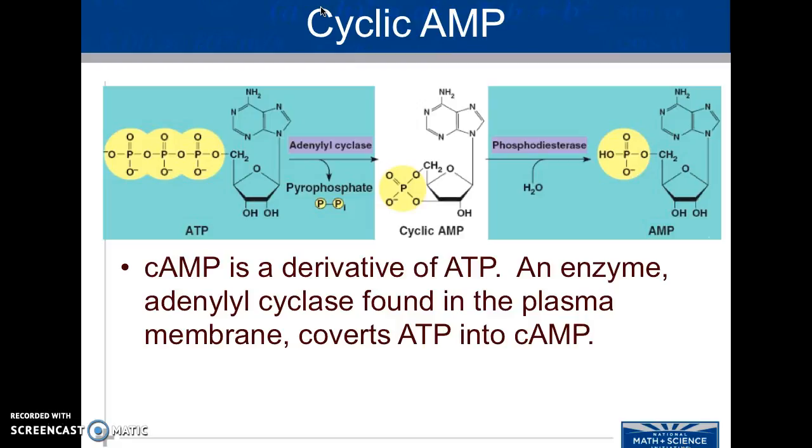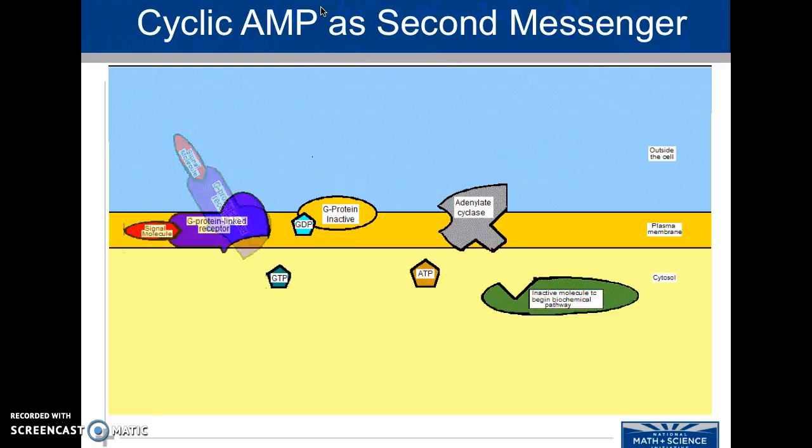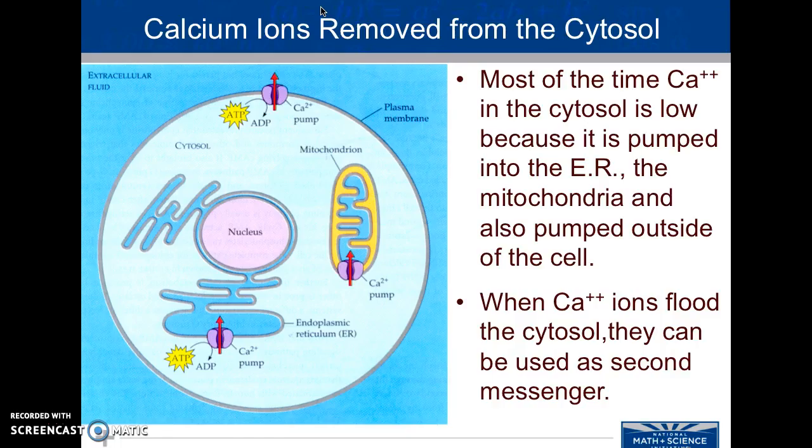cAMP is a derivative of ATP. The enzyme adenylate cyclase is found in the plasma membrane. It converts ATP into cAMP, which becomes a second messenger, as opposed to a source of energy. And we can see that this is our G protein. We can see that the ATP, the yellow, is going to bind with the adenylate cyclase to become cyclic AMP, which is going to cause the signal transduction pathway to occur.